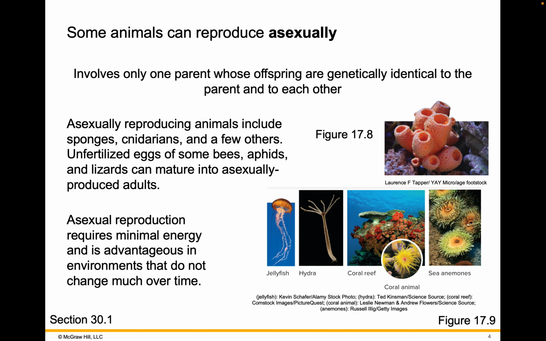Some animals reproduce asexually. Asexual reproduction involves only one parent, whose offspring are genetically identical to the parent and to each other. Asexually reproducing animals include sponges, cnidarians like jellyfish, hydra, corals, and sea anemones, and a few others. Unfertilized eggs of some bees, aphids, and even lizards can mature into asexually produced adults. Asexual reproduction requires minimal energy, and it's advantageous in environments that don't change much over time.